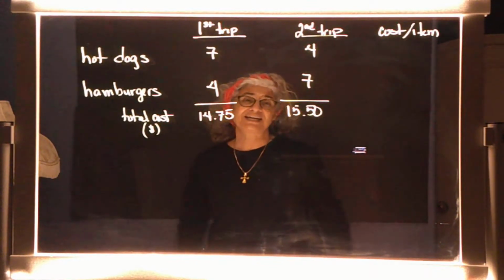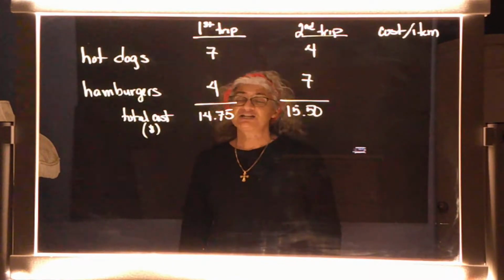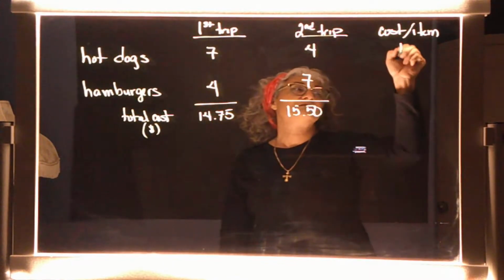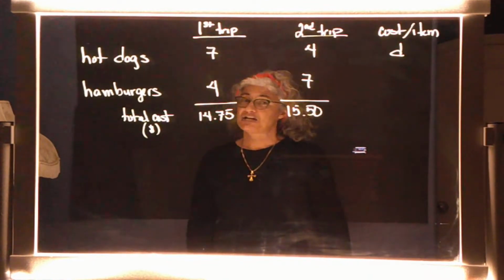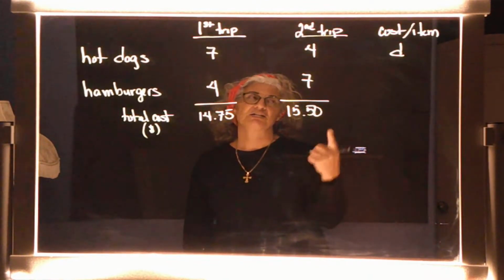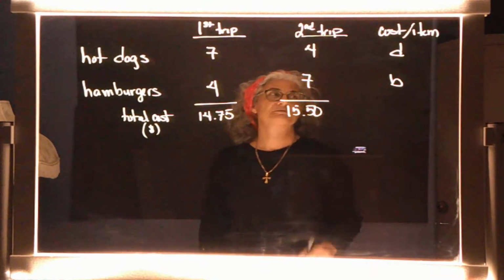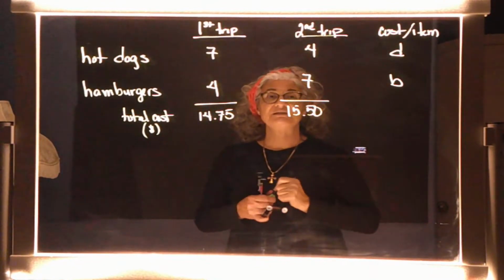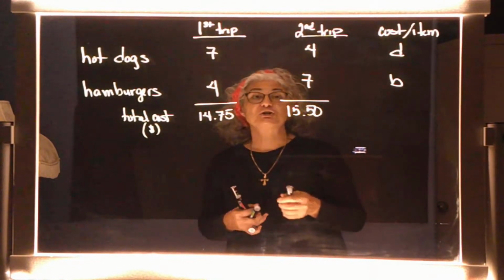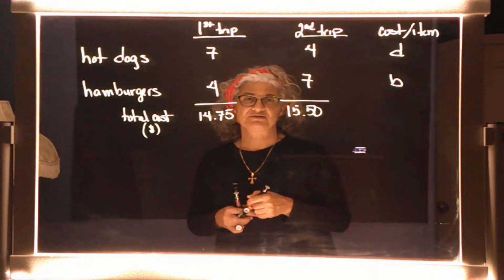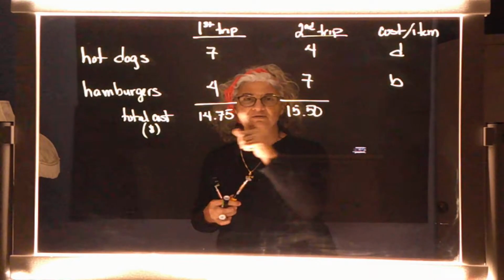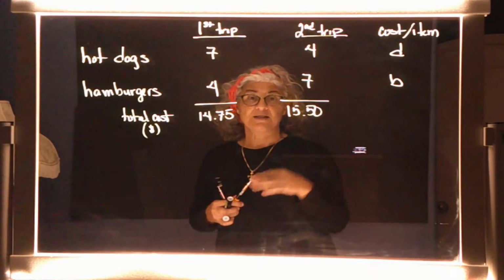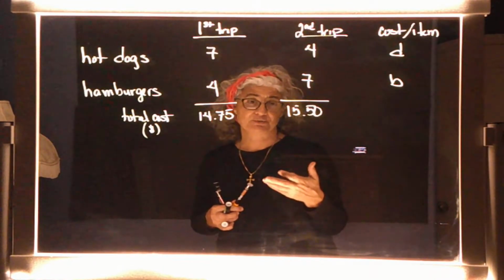Do I know the cost of the hot dogs? No. I'm going to call it D. D for dogs. Do I know the cost of the hamburgers? Nope. What do you think I'm calling it? Good. B for burgers. Now, here's the deal. How many variables? Good, 2, which means you need how many equations? Good, 2. Notice I have 2 totals, don't I? That's going to dictate my 2 equations.